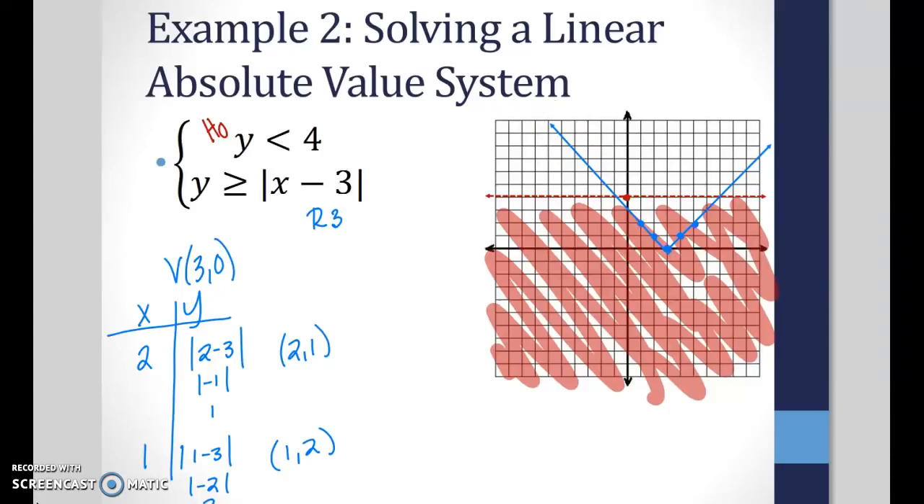I'm going to just remind you how to do the test point method, once again with an absolute value. So my test point, if I can pick it, I always pick (0, 0). So this would be 0 is greater than or equal to the absolute value of 0 minus 3. So is 0 greater than or equal to 3, essentially? And the answer is no, it is not. This is false. So we do not want to shade where our test point is. We want to shade the other direction. So in this case, it would be above. So we're going to shade above the V.